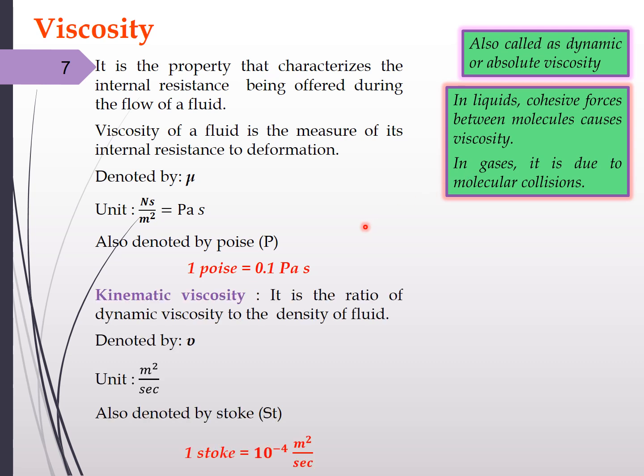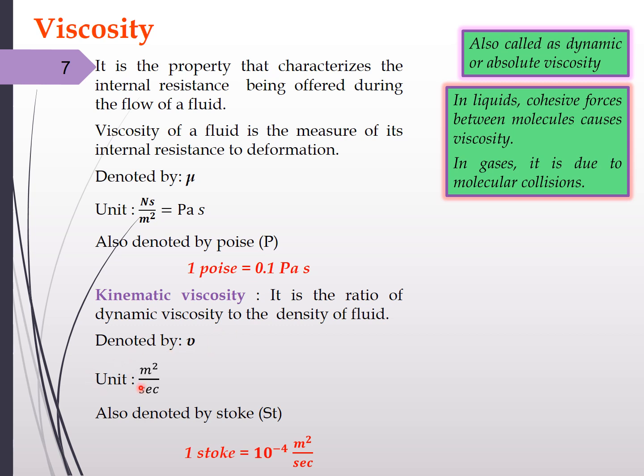Another term is called the kinematic viscosity. Basically, kinematic viscosity is the ratio of dynamic viscosity to the density of the fluid. So when you divide this mu by the density of the fluid, it will give you the kinematic viscosity. It is denoted by nu, and nu is equal to mu by rho. So nu is equal to mu by rho. It is the kinematic viscosity of the fluid.